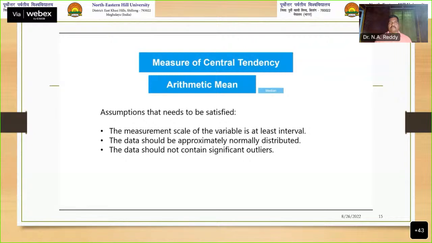The first assumption can be satisfied if your research instrument gives interval or ratio data. The second assumption can be checked using a normal QQ plot, histogram, or other statistical tools. Finally, the third assumption can be checked using box plots.